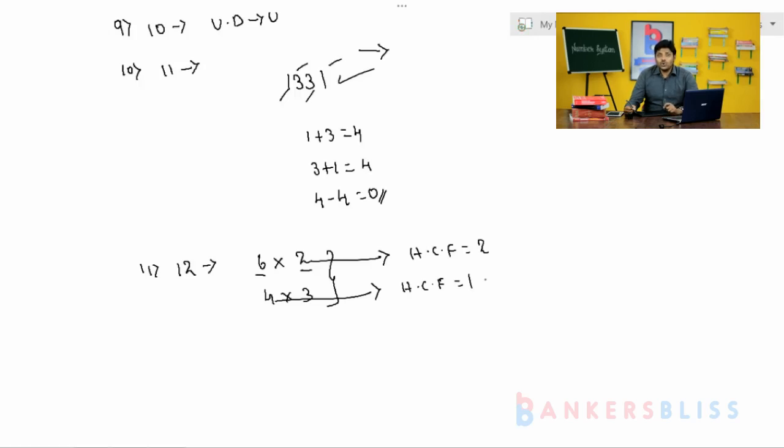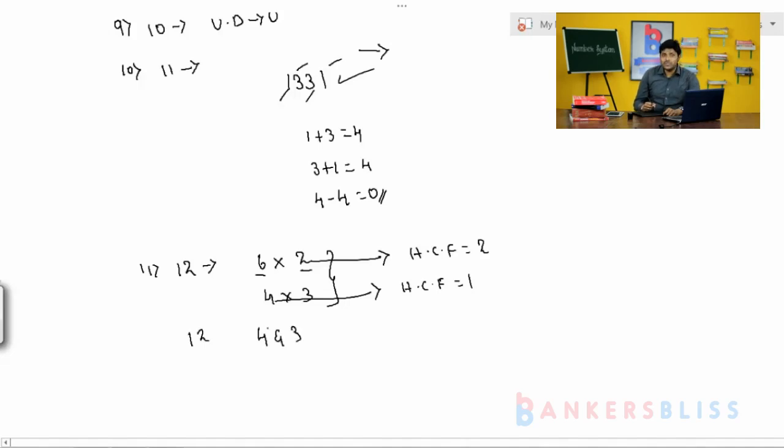This co-primes concept we have discussed in HCF and LCM. So 4 and 3 are co-primes. For 12, if you consider the co-primes, 4 and 3 are co-primes. So 4 into 3 is equal to 12. So to identify whether the number is divisible by 12 or not, you have to check whether the number is divisible by 4 and 3.